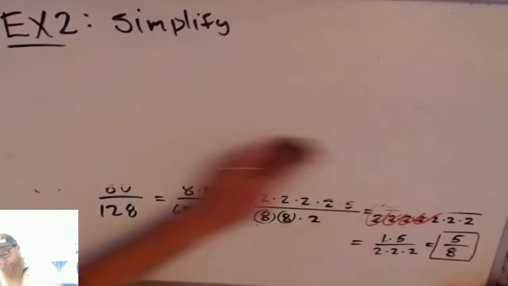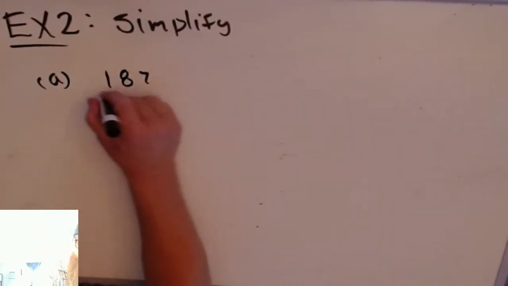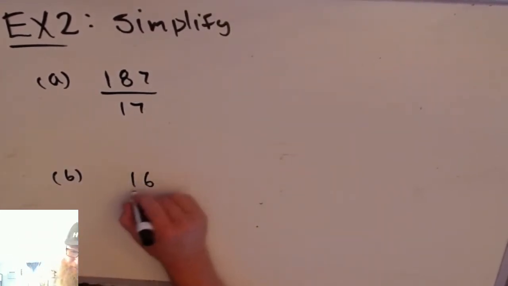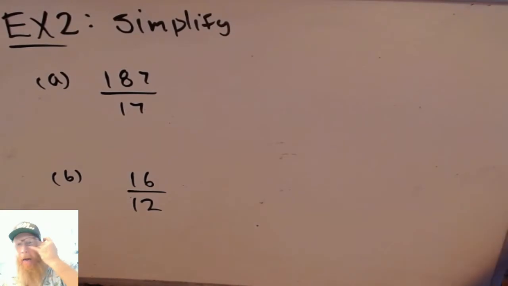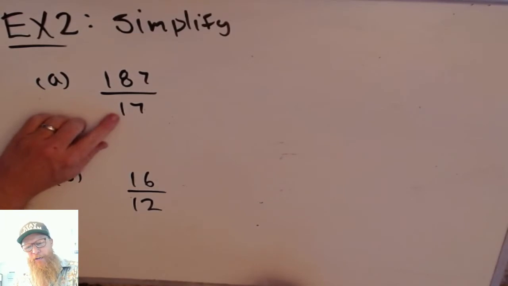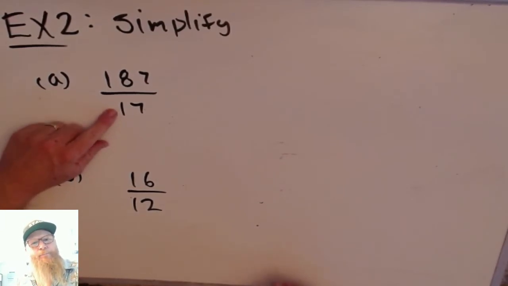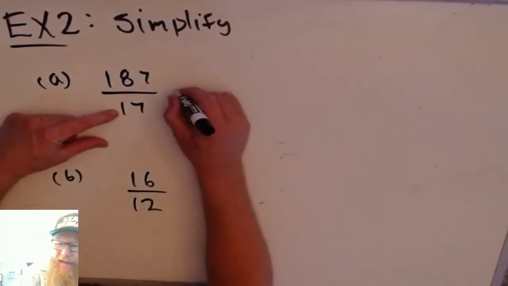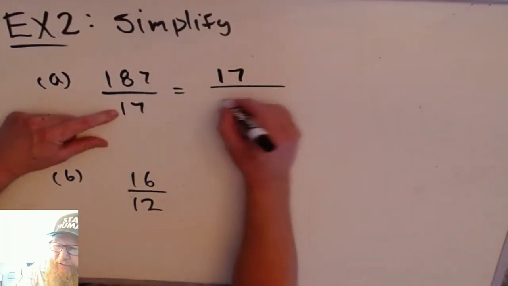Let's try another one. Notice the denominator is prime. Yeah, 17. So if either one of these numbers is prime, either the numerator or the denominator, then that's always going to be one of your factors.